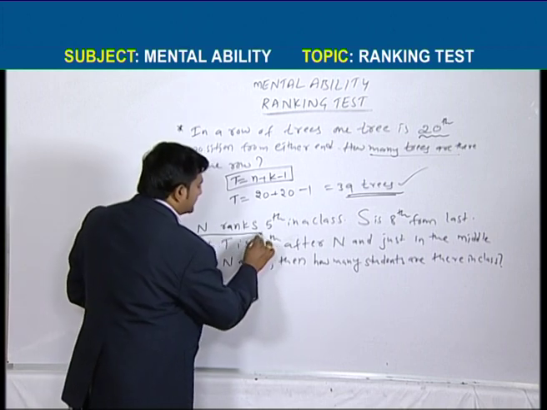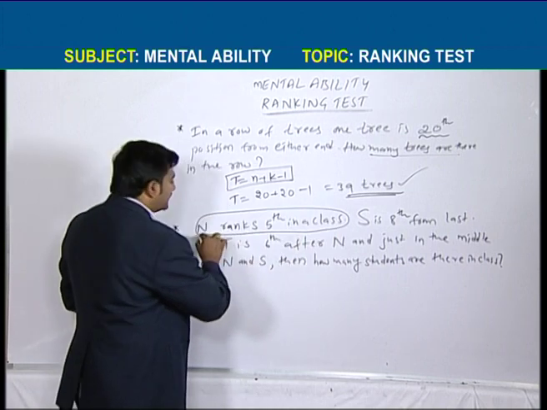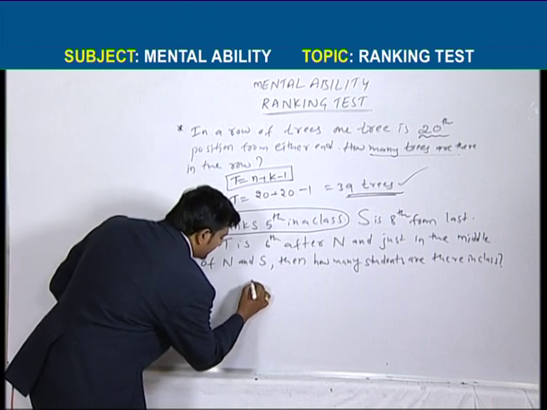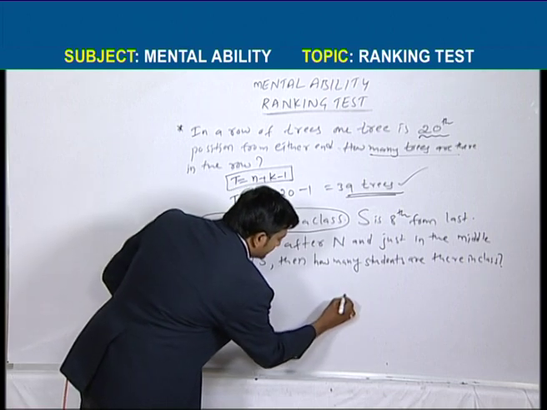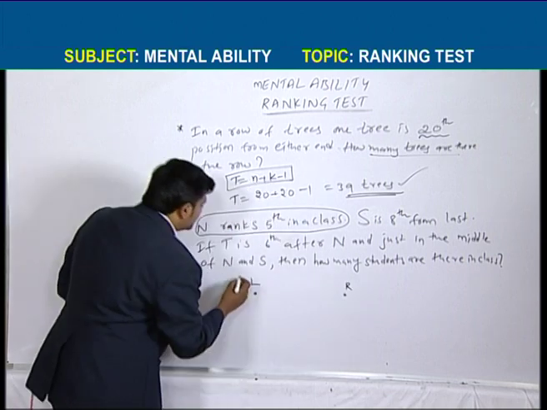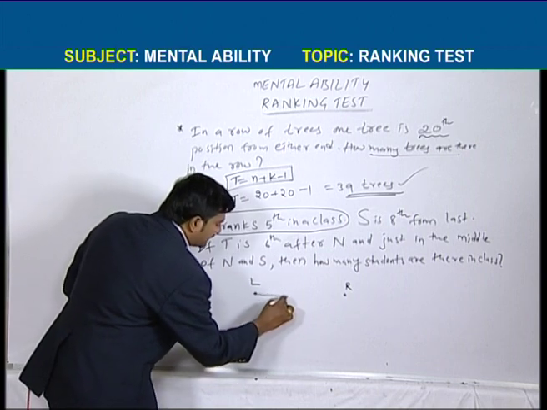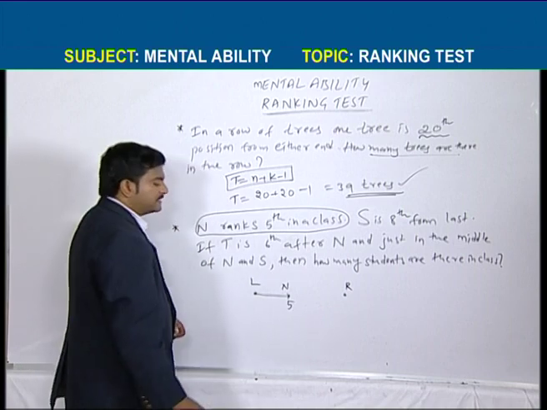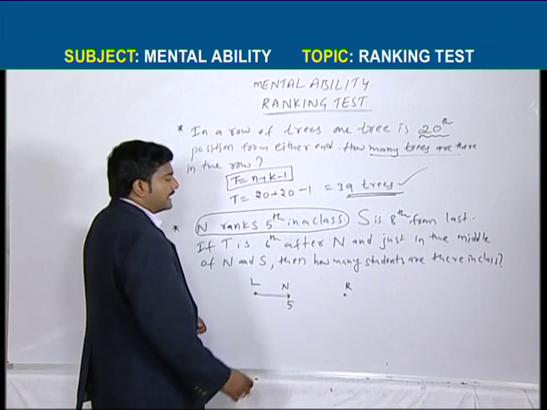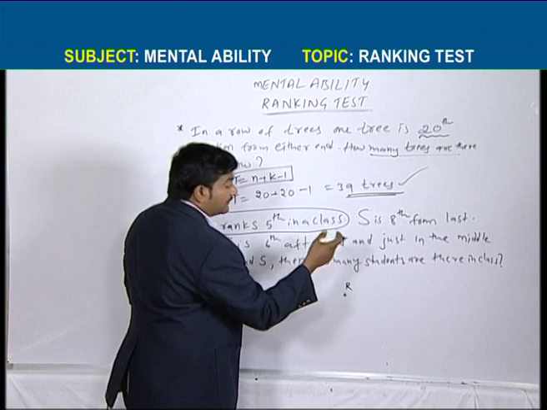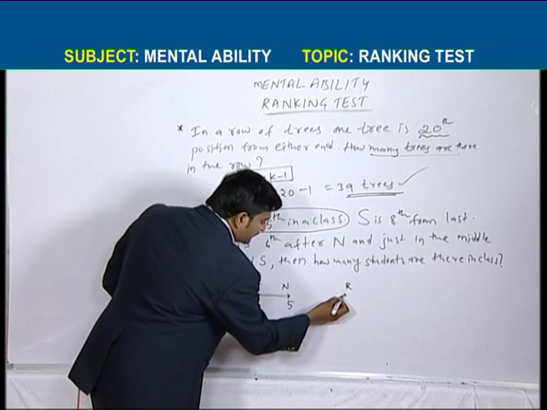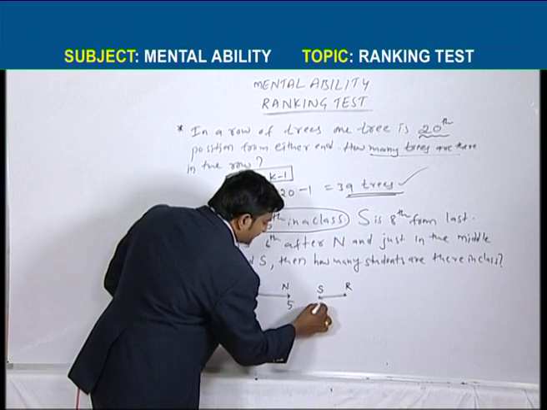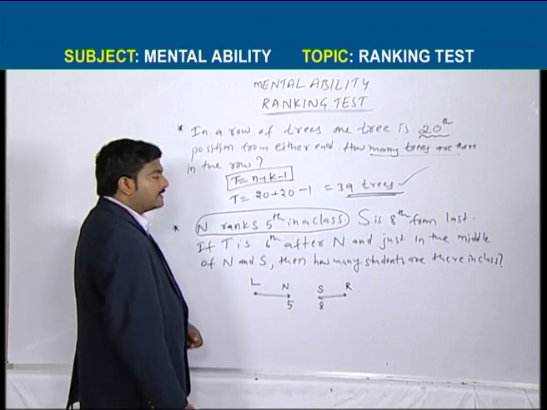N ranks 5th in a class. So think that this is the left side and this is the right side. He only mentioned n ranks. For example, here n is there. The rank of n is in which position? 5th position. And the rank of s is given. Rank of s is 8th from the last. So from the last side, his position is 8.